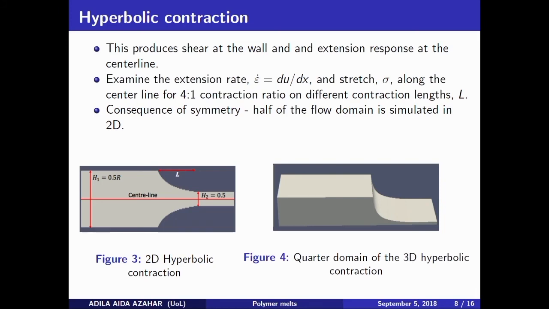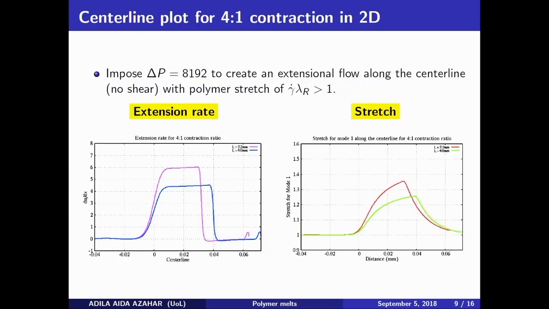So what we did is examine the extension rate as well as the stretch along the center line for a 4:1 contraction ratio with different contraction lengths, just to observe how the contraction length affects these quantities of interest, I mean the extension rate as well as the stretch. As a consequence of symmetry, in 2-dimensional problems only half of the domain is simulated, while for 3-dimensional problems a quarter of the flow domain is simulated.